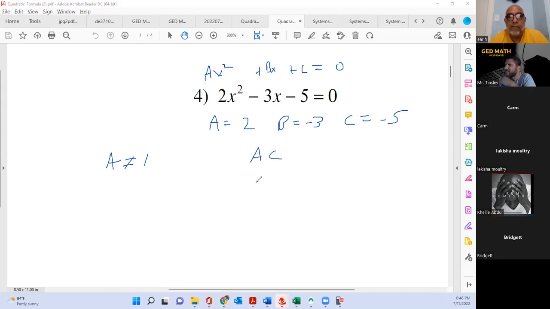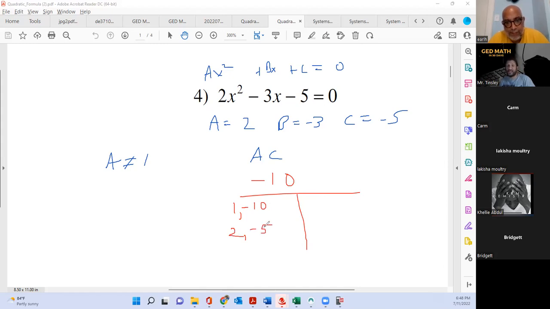Well, what's a times c? Negative 10. Let me change my color. So somebody tell me the factor pairs of negative 10. We're going to start with 1. 1 times what will give you negative 10? Negative 10. What's the next number that goes into 10? 2 and 5. 2 and what kind of 5? Negative 5.